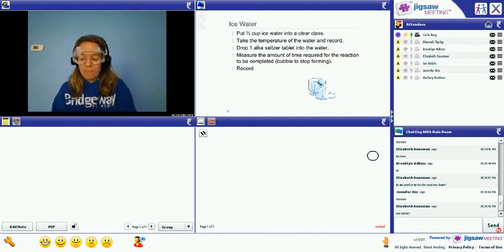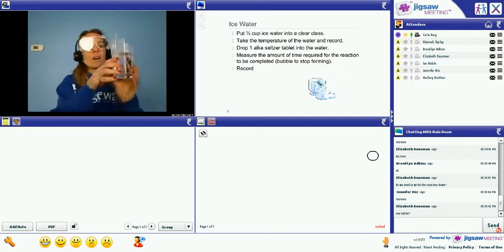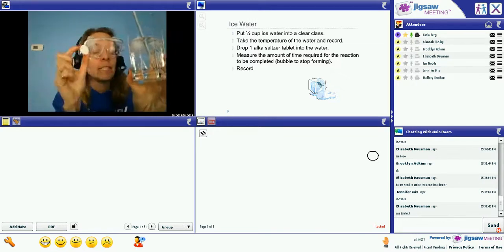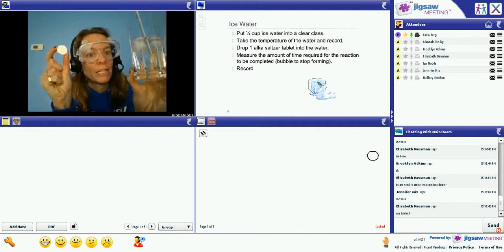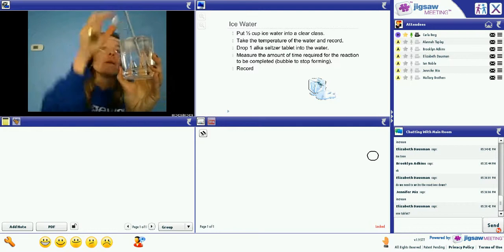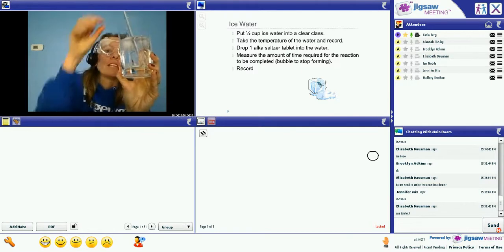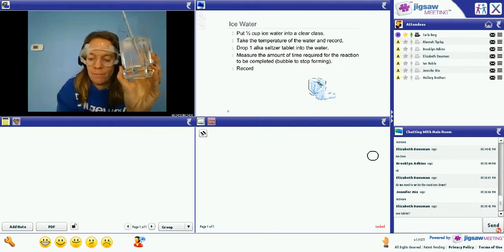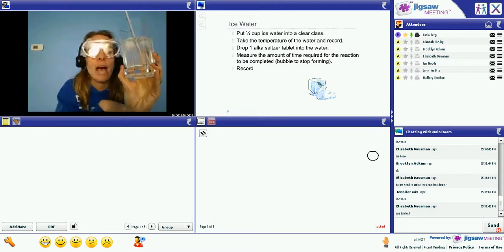Once you have recorded your temperature, you are going to take a different tablet, because your first one is now dissolved, and you are going to drop it into your cup of water. Start your timer. And see how long it takes for the bubbles to stop.